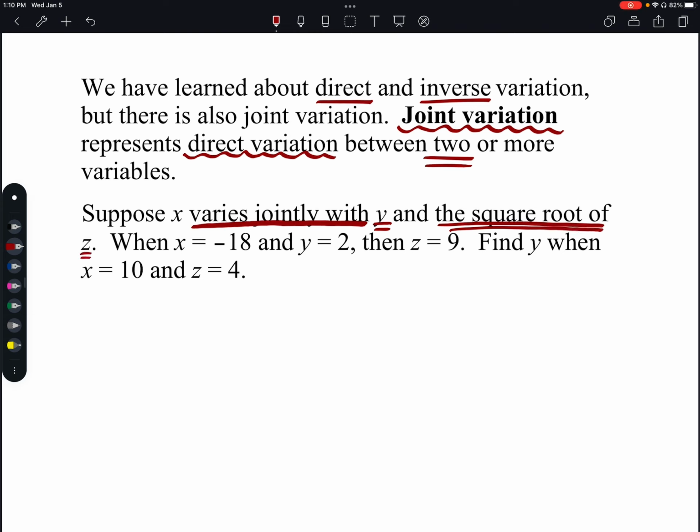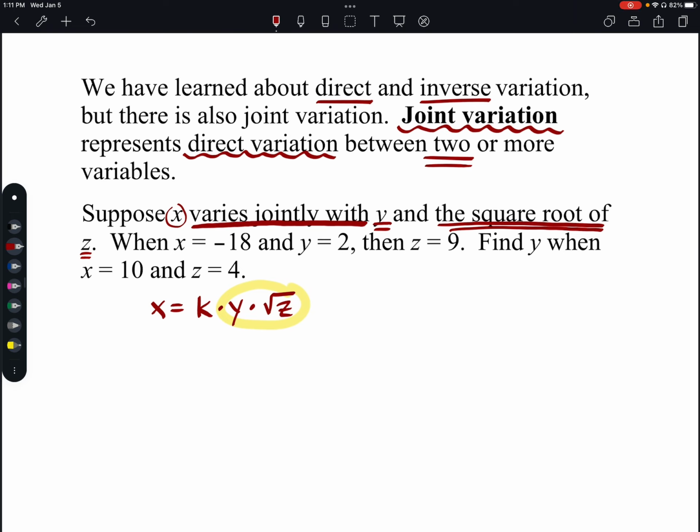Okay, so if we're trying to set that up, the first letter, right, is x. So we're going to say x equals, we've got our k here, and then if it's going to vary jointly, we're going to say times our y, and then we're going to multiply times the square root of z. So that is what our equation looks like. So remember, joint variation, you just have more than one thing being multiplied on the one side of our equation.